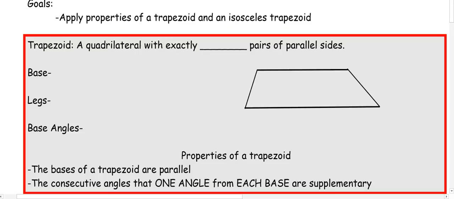This video is about applying the properties of a trapezoid and an isosceles trapezoid. A trapezoid is different than the parallelogram, rectangle, rhombus, and square because a trapezoid is a quadrilateral with only one pair of parallel sides. So the base is going to be the two parallel sides of our trapezoid.